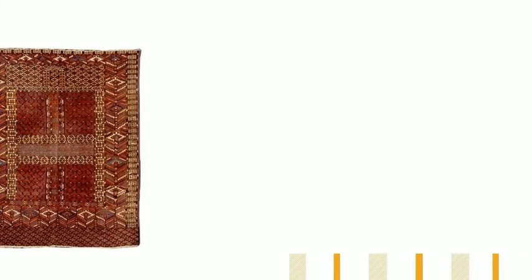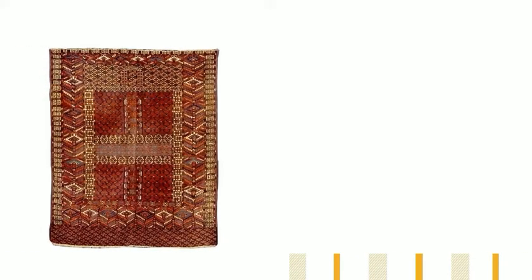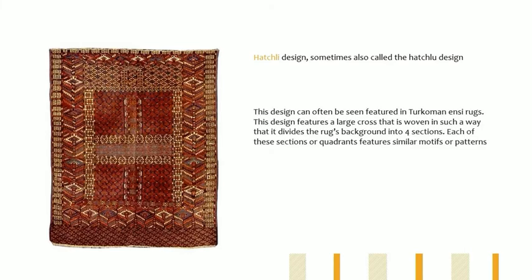Another design that is used in Turkmen rugs, though not as frequently as the gull motifs, is the Haçlı design, sometimes also called the Haçlı design. This design can often be seen featured in Turkmen ensi rugs. Ensi rugs were not used to cover floors like other rugs. Instead, these rugs were originally used to cover the door or the entrance of the nomad's den.